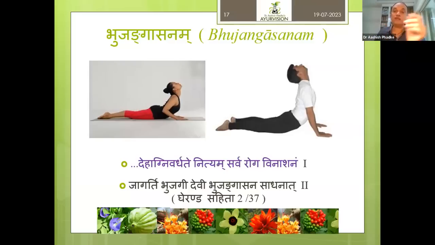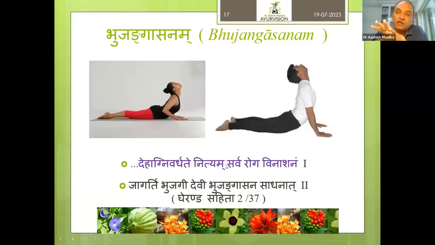Elbow is straight, but then the pressure at your lower back is at a different level, so one needs to understand and do. Now we are considering the classical one, and in the benefit, that is the Phalashruti part, it has been mentioned: Dehagni Vardhate Nityam Sarva Roga Vinashanam, right? That is given by the Gheranda Samhita author.